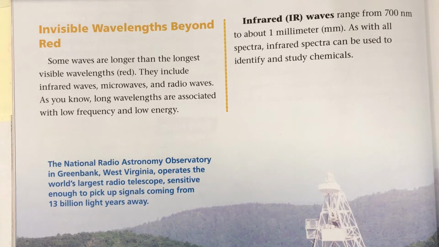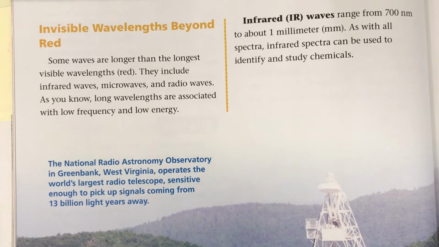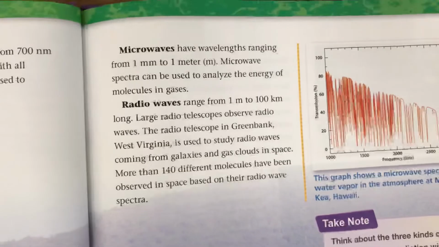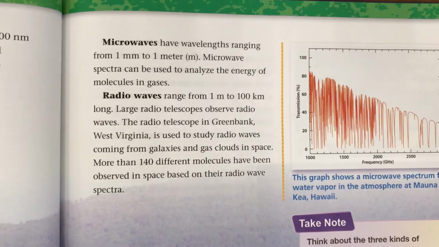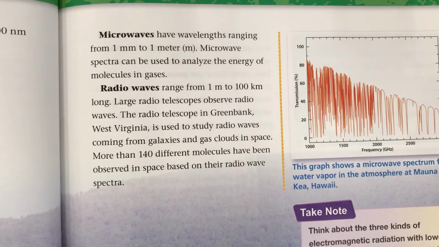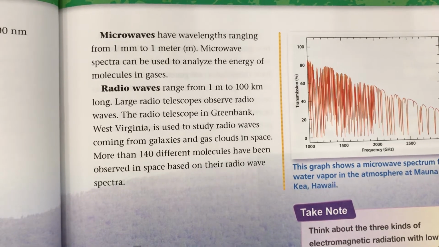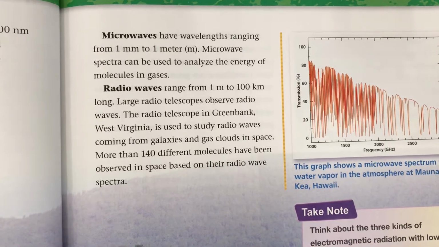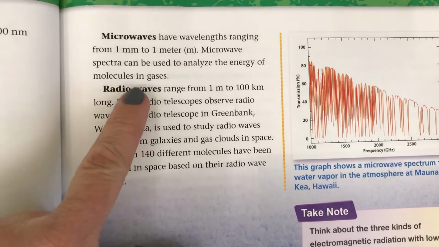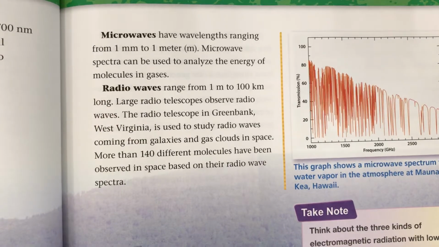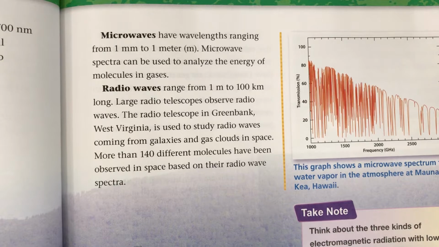As with all spectra, infrared spectra can be used to identify and study chemicals. Microwaves. Microwaves have wavelengths ranging from 1 nanometer to 1 meter. Microwave spectra can be used to analyze the energy of molecules in gases. Radio waves range from 1 meter to 100 kilometers long.